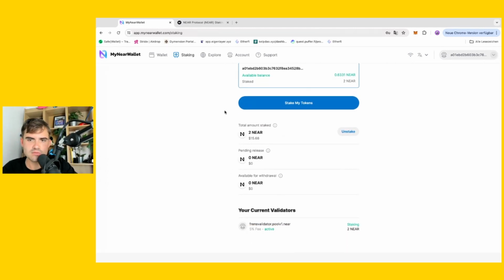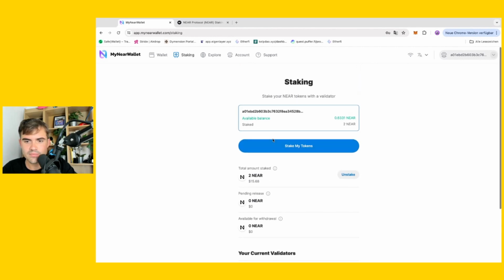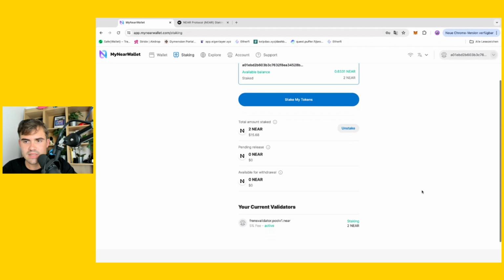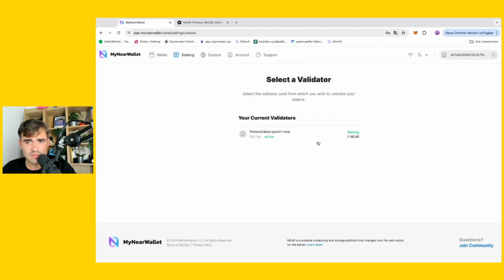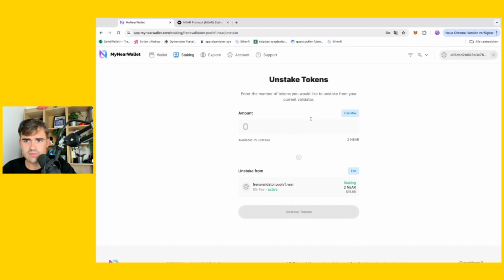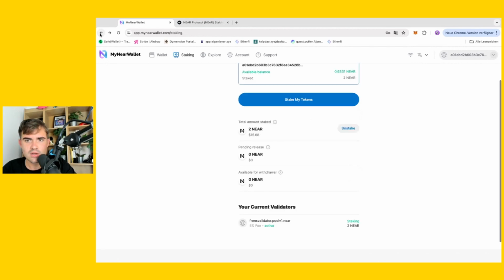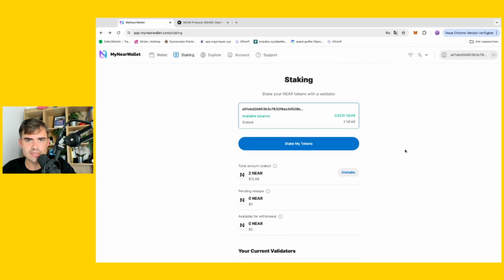I see my current validator. I see the NEAR that I'm staking, and now we also see available for withdrawal or the pending release. What this essentially means is that if you want to unstake, then you have a period, so you can't unstake immediately. This will take some time, and on NEAR I believe it's 2 days. Please correct me if I'm wrong, but I believe it's 2 days until your NEAR are unstaked and liquid again. So this is relatively logical, all of that.